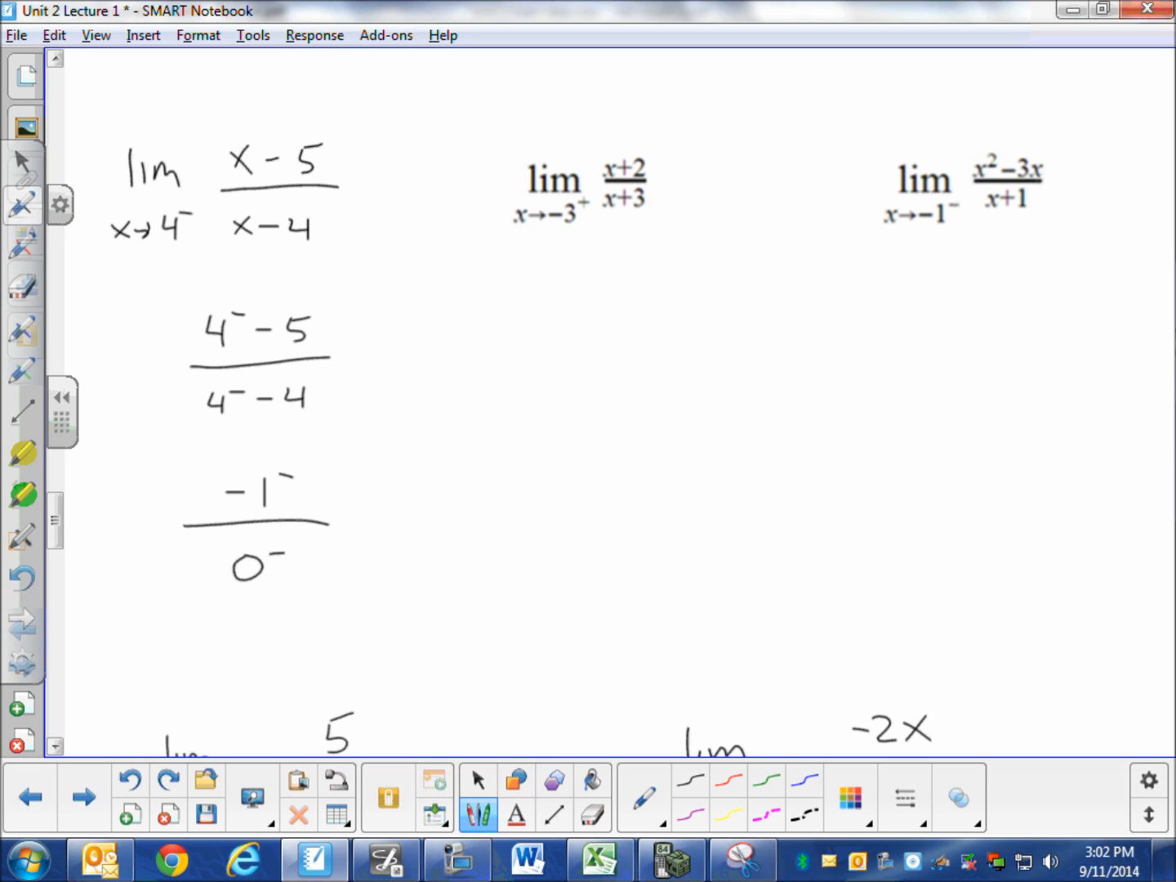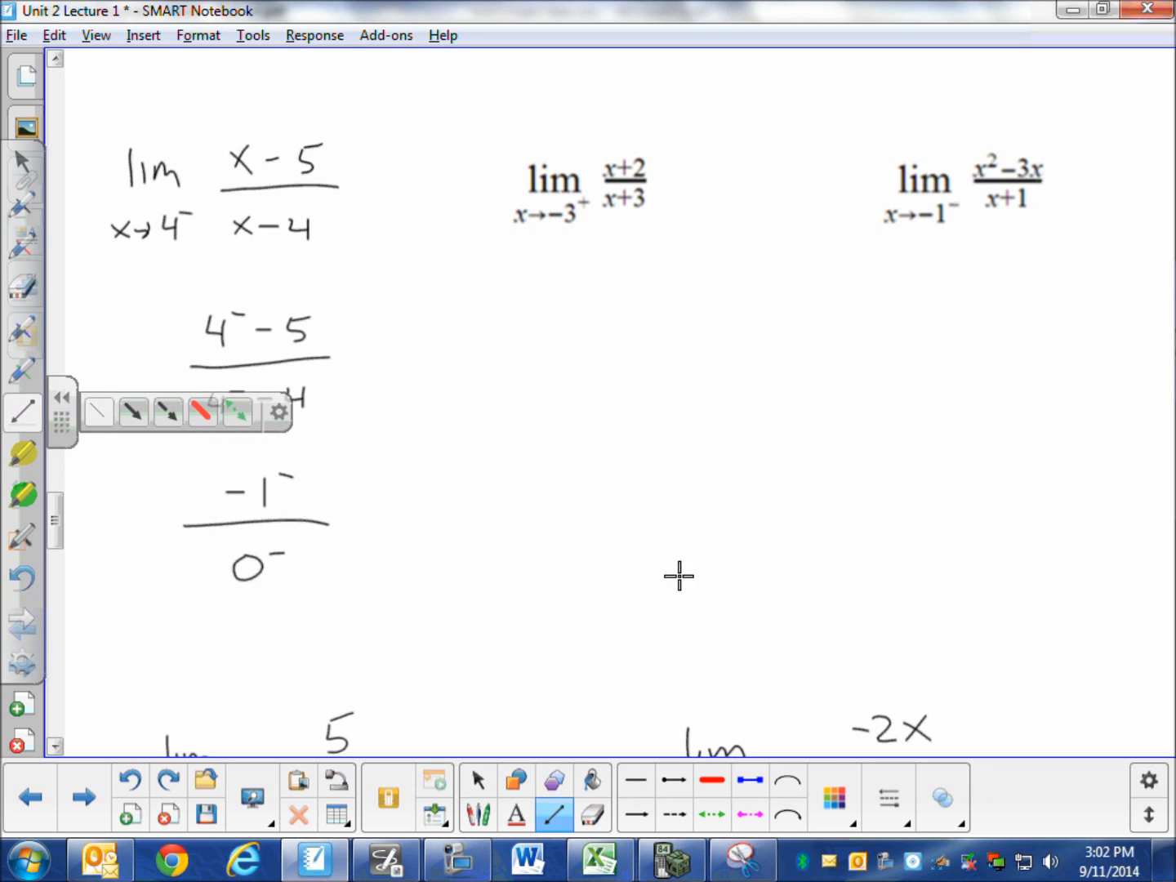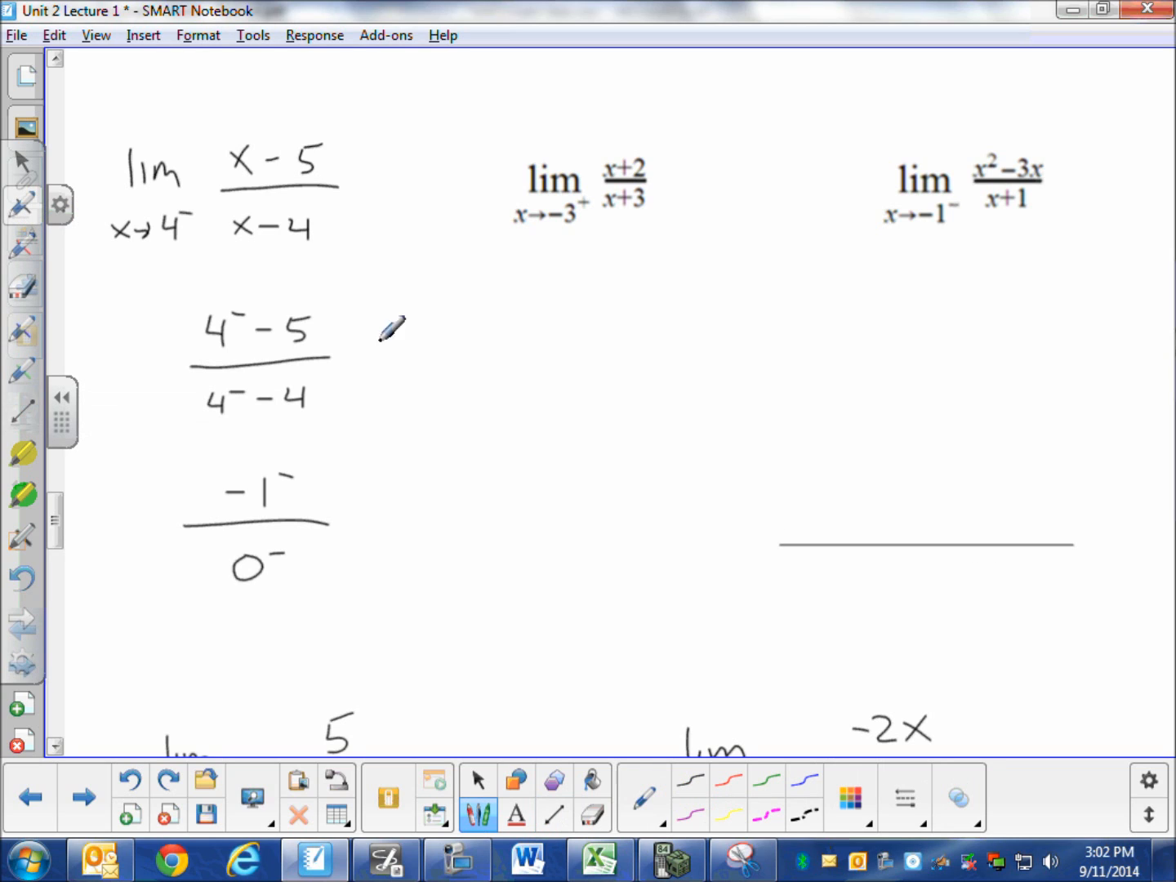Now the question is, does it matter what goes here? Who says no and who can explain why? Go for it, Mr. Swisher. It does not matter because they're both negative. Well, what if this was a plus? Why does that still not matter?